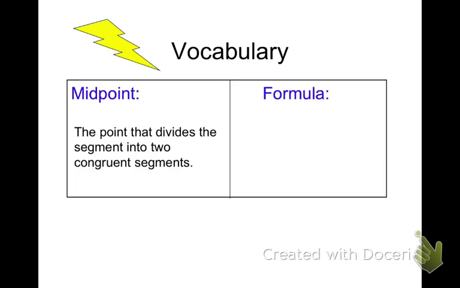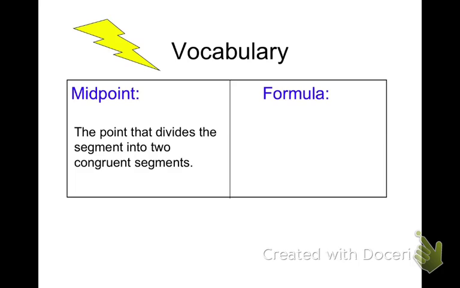that divides the segment into two congruent segments.